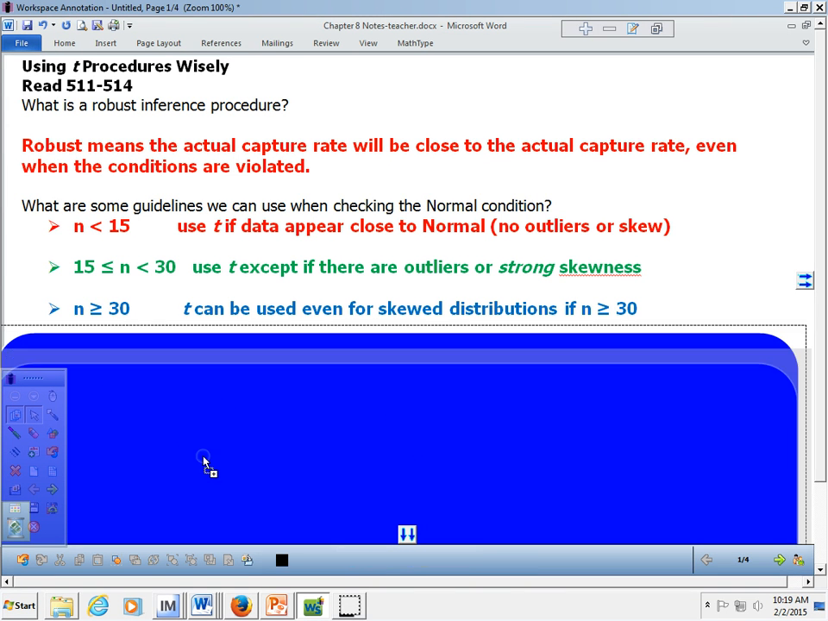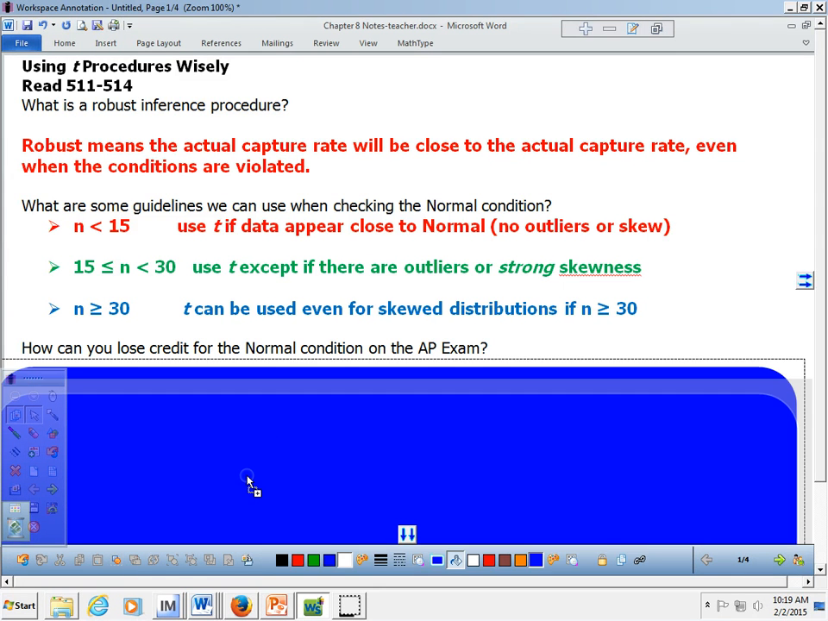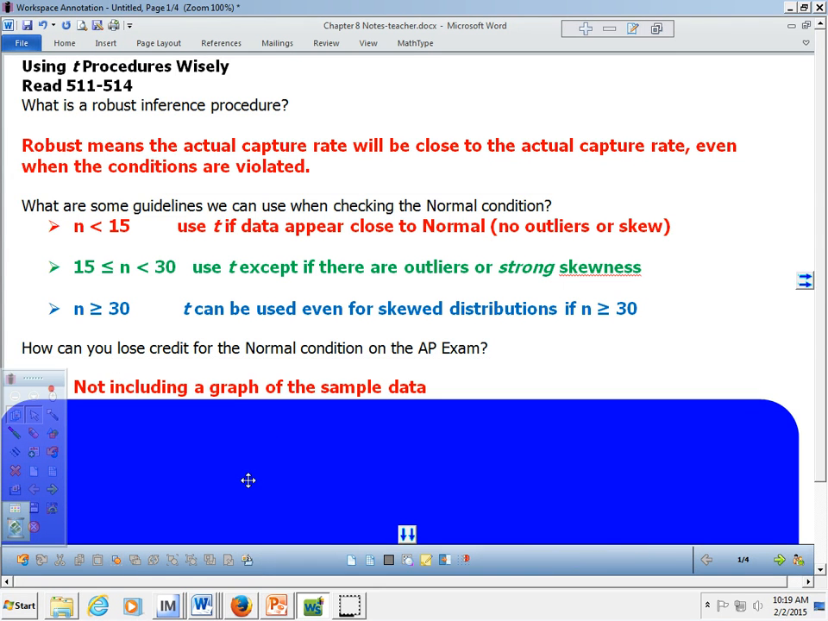All right. Next question. How can you lose credit for the normal condition on the AP exam? Right, well, we have a normal check for our Z procedures. That's that n times p hat and n times 1 minus p hat being bigger than 10. Well, here it seems to really depend on what the sample data looks like. That and the sample size. So you can't just say we're going to assume normality. That'll lose you credit on the AP exam, right?